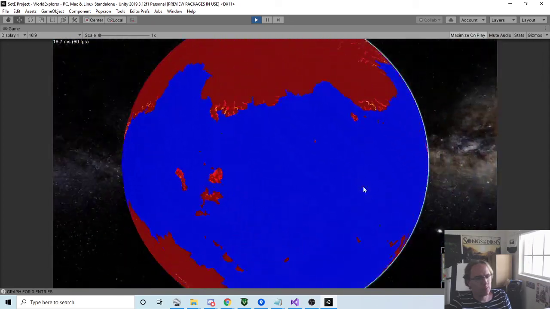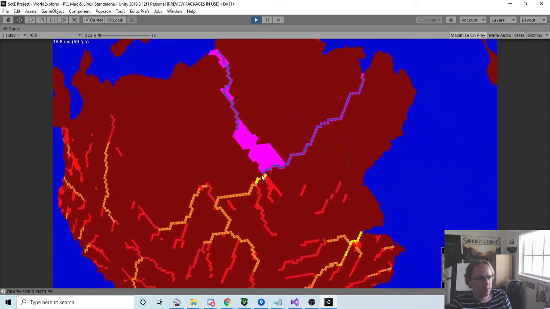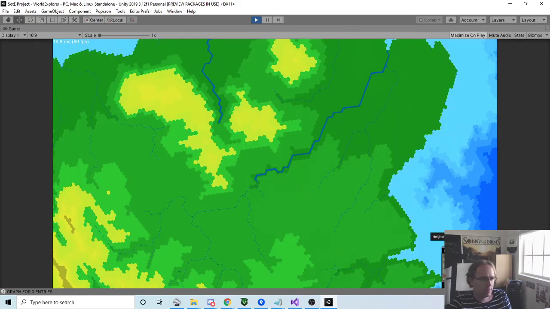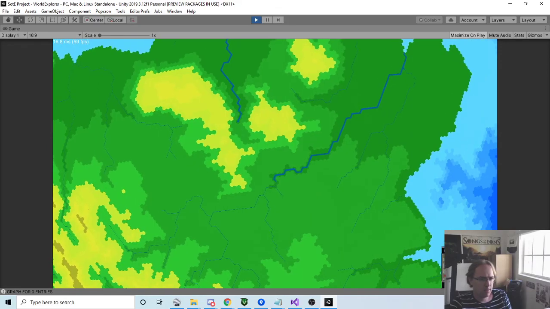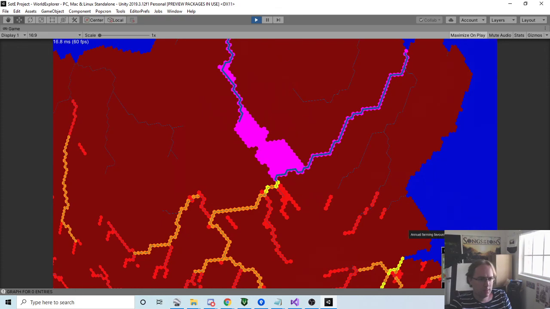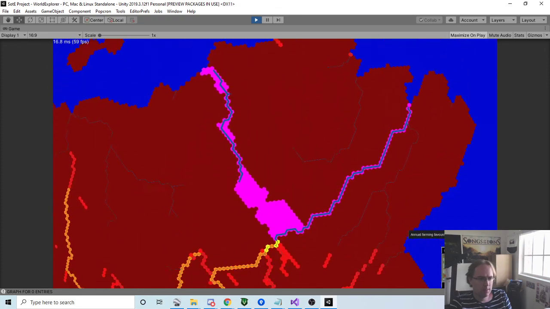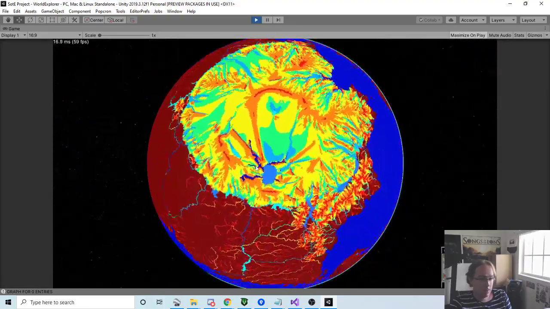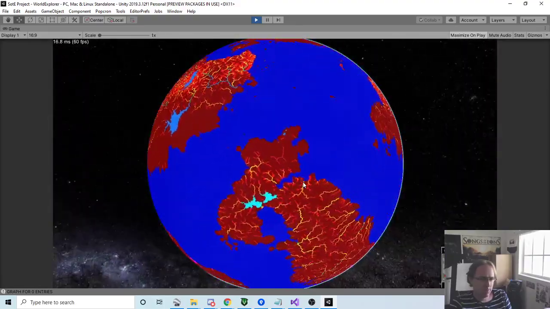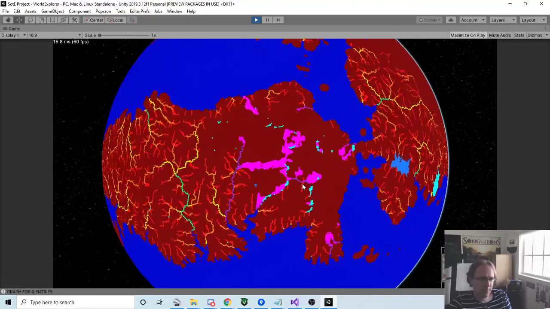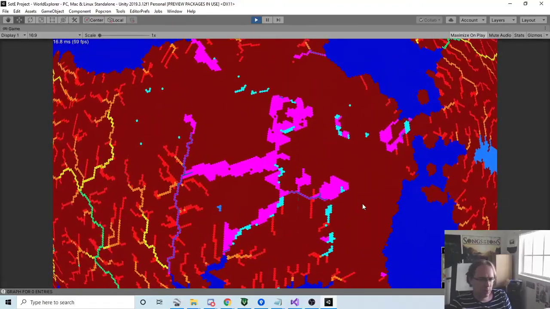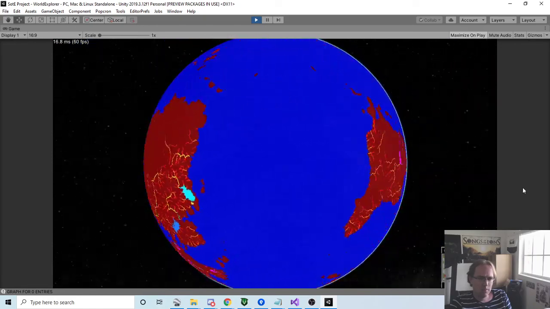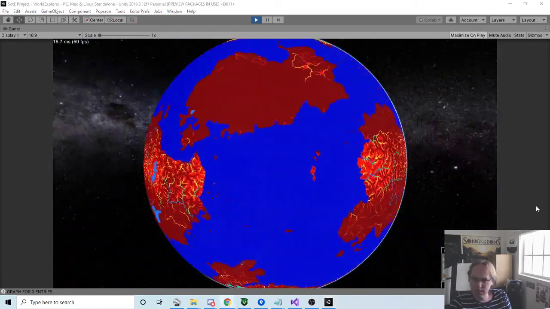So we have some squirrely glacier stuff going on. What's your excuse? Everything's fine up here with this glacier, but for some reason there's this unusual edge case here. Well, at least we're getting there, I guess.